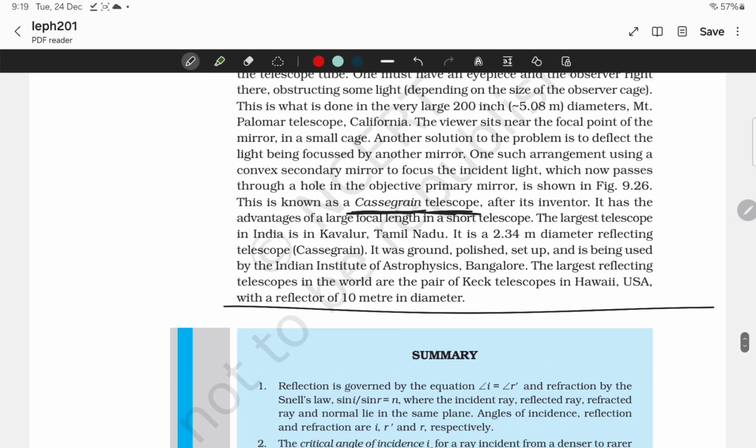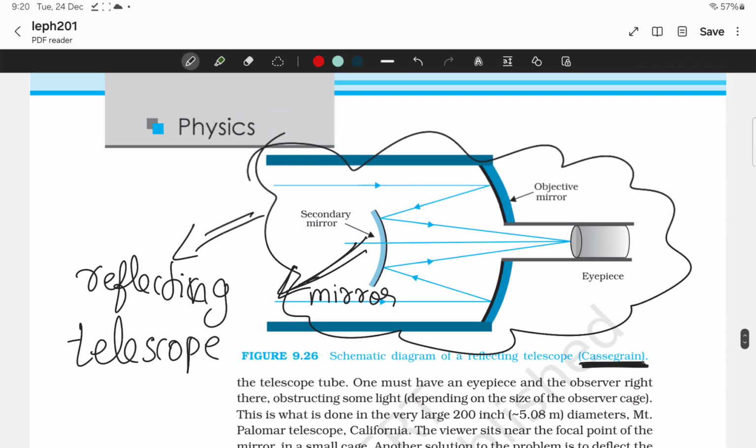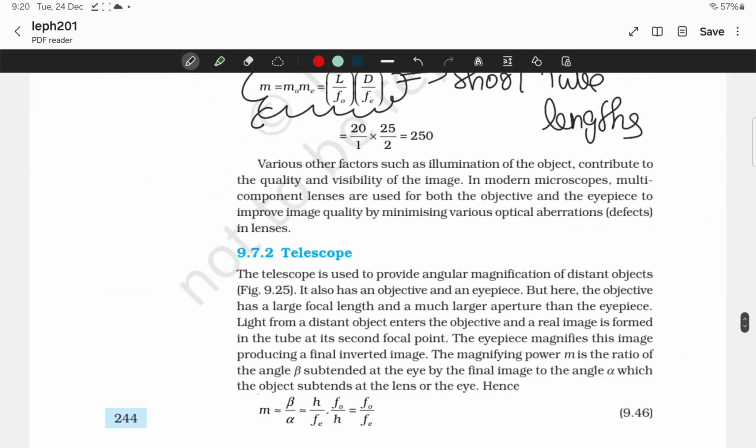And one more thing, there is a fun fact. The largest telescope in India is in Kavalur, Tamil Nadu. It is a 2.34 meter diameter reflecting telescope, Cassegrain. It's a Cassegrain telescope. Just underline it and keep it simply for general knowledge. For NEET and all, they can ask if they need. Okay. Yes. So by this we come to an end of the chapter ray optics.